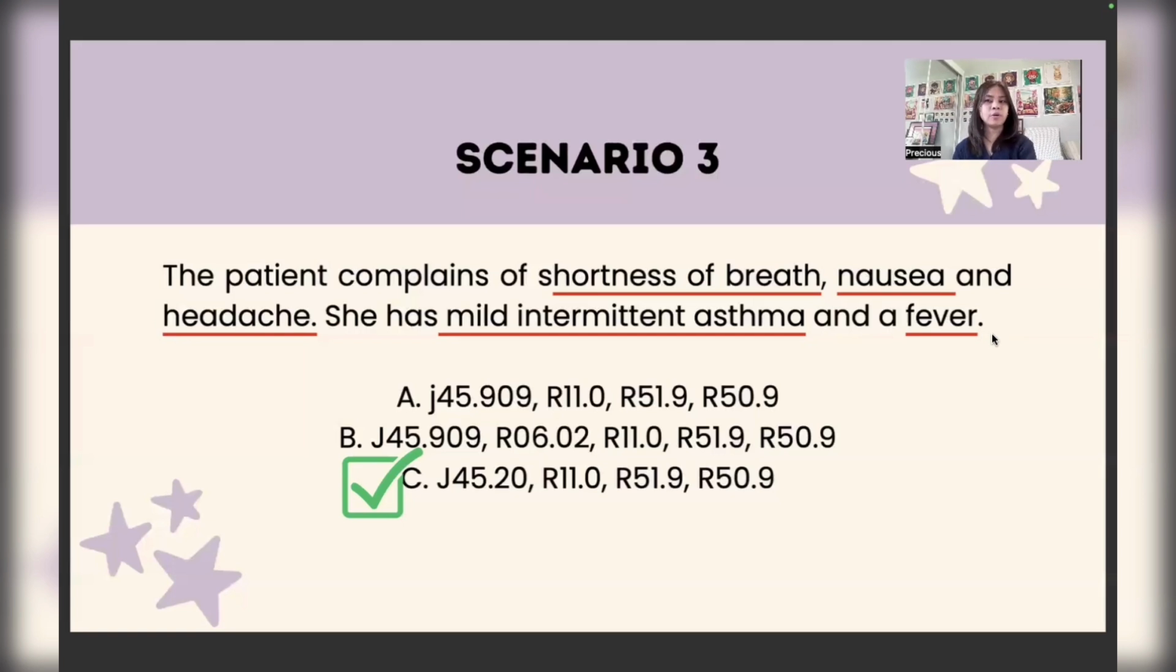If you remember in our scenario 1, signs and symptoms will be reported if there is no final diagnosis yet. But if there is already a final diagnosis, then the signs and symptoms will not be reported. In this case, shortness of breath is a sign or a symptom for asthma. Therefore, shortness of breath will not be reported. If your answer is letter C, you are correct. Now, let's use our ICD 10-CM book to index these conditions.